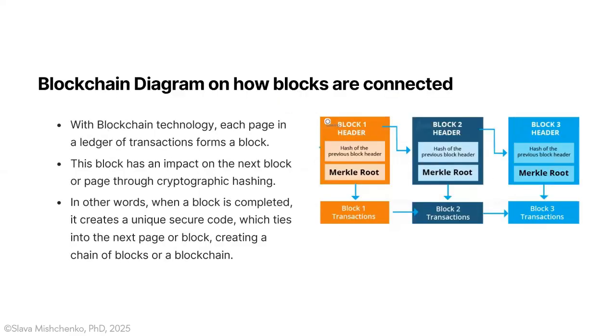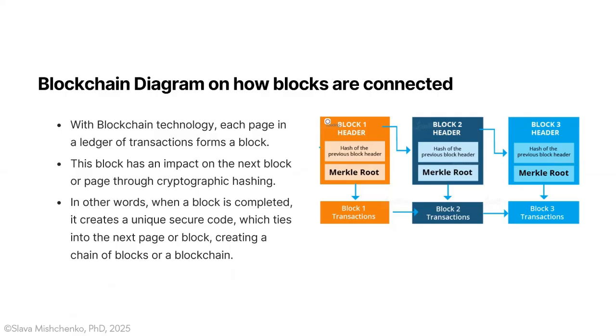Next slide. And now let me explain this elegant diagram that shows how blocks in a blockchain are connected. So it's like a digital chain where each link is secured cryptographically to the next one. You can look at how each block has two main parts, a header section at the top and a transaction section at the bottom. And this structure is consistent across all blocks in the chain.